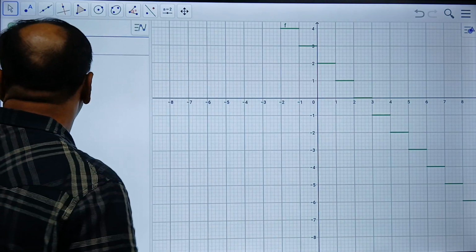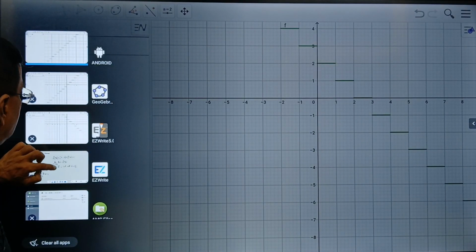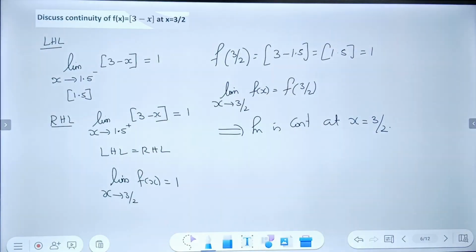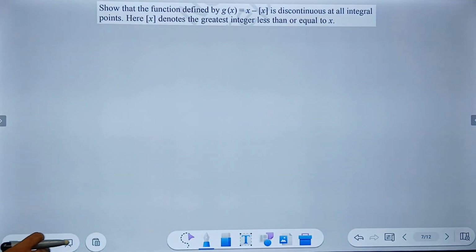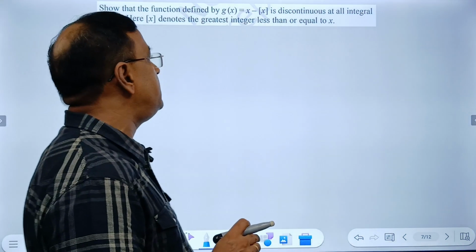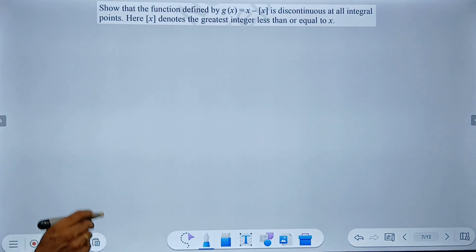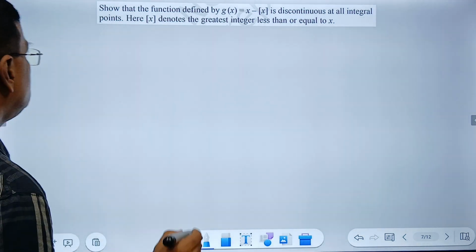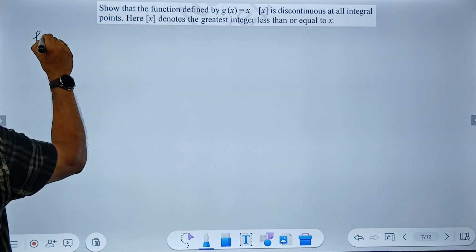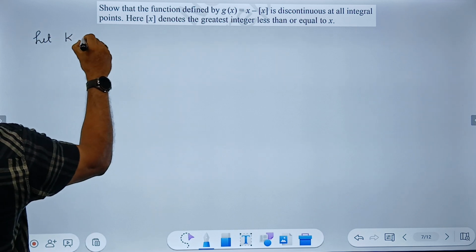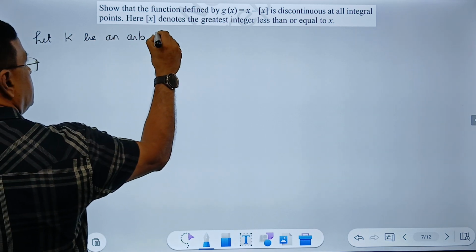Now let's go to the next problem. Question: show that the function g of x, given as x minus the greatest integer function of x, is continuous at all integral values. So what I will do is, let k be an arbitrary integer.